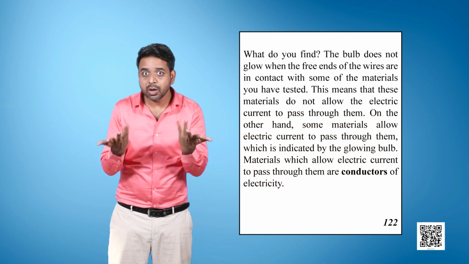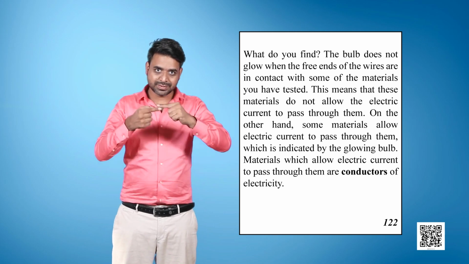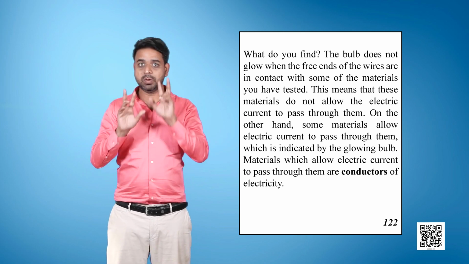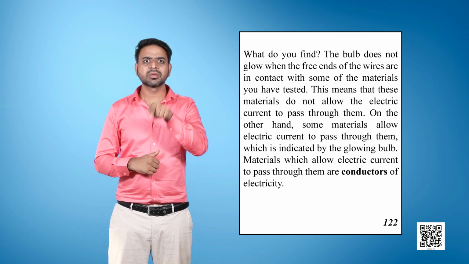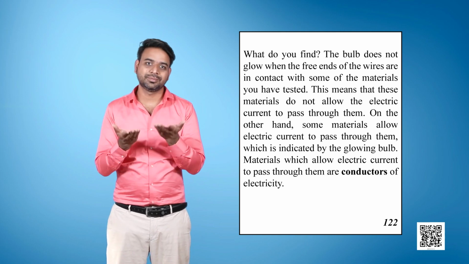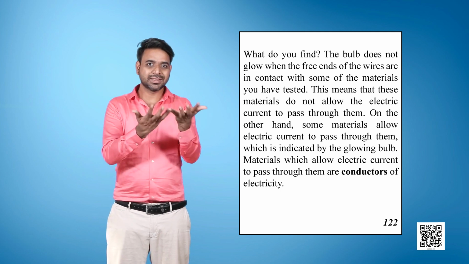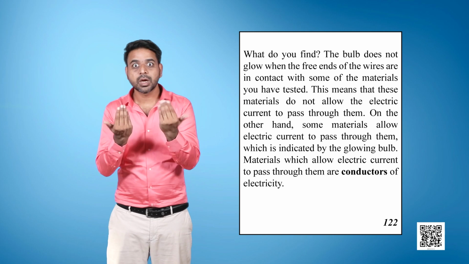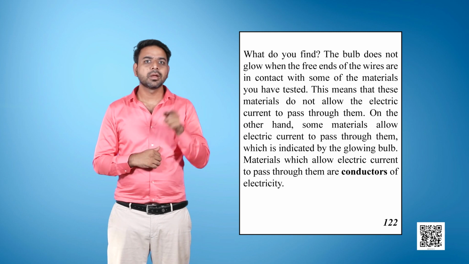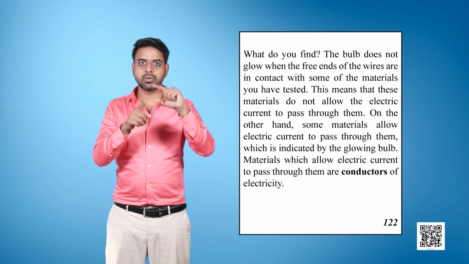What do you find? The bulb does not glow when the free ends of the wires are in contact with some of the materials you have tested. This means that these materials do not allow the electric current to pass through them. On the other hand, some materials allow electric current to pass through them, which is indicated by the glowing bulb. Materials which allow electric current to pass through them are conductors of electricity.